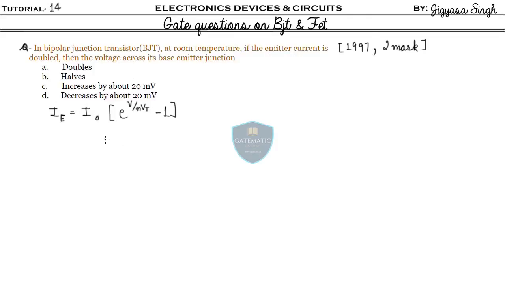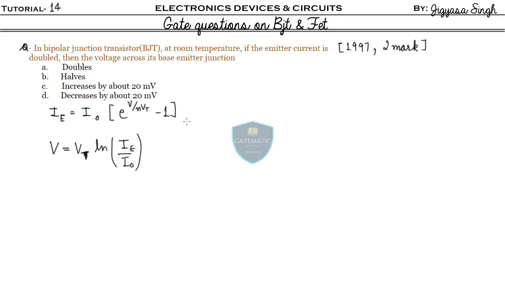Now we know this, and in those questions I told you so many times how we can write it like this: ln of I over I naught. This is E and this is T. I told you how we come over here. If you are not able to recall it, I would recommend you to watch the previous year GATE questions.